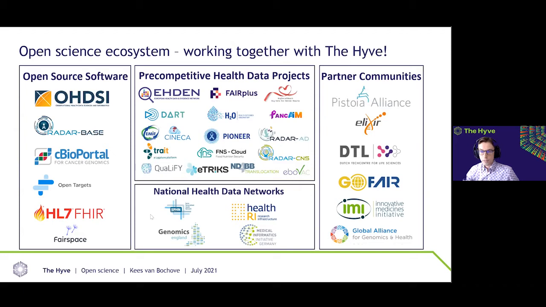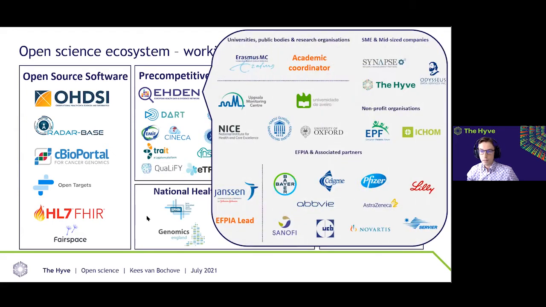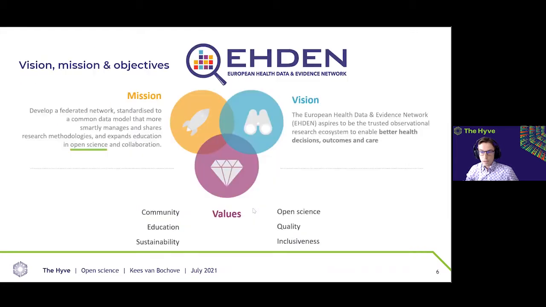One project that I want to highlight in particular is EHDEN. So the EHDEN project is a 6-year project, which is now approaching the halfway point. And we have in there a number of small companies, also public bodies like NICE from the UK, and a number of pharma companies. And the mission of EHDEN is really to also promote open science, but in the end to enable better health decisions, outcomes, and care.